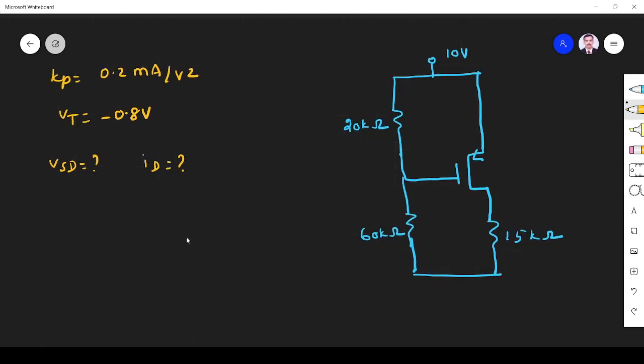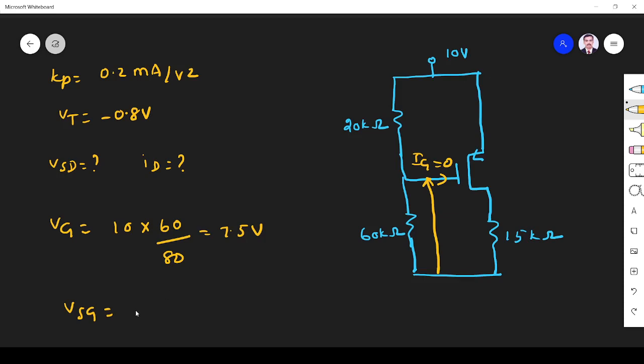So as usual, we find VG, the gate voltage. Here the gate current is 0. So for VG, I apply the voltage divider rule. Total voltage 10 multiplied by the corresponding resistance 60K divided by the total resistance 60 plus 20, 80. So it is 7.5 volt. Next we find VSG. VSG is VDD minus VG. So 10 minus 7.5, it is 2.5 volt.